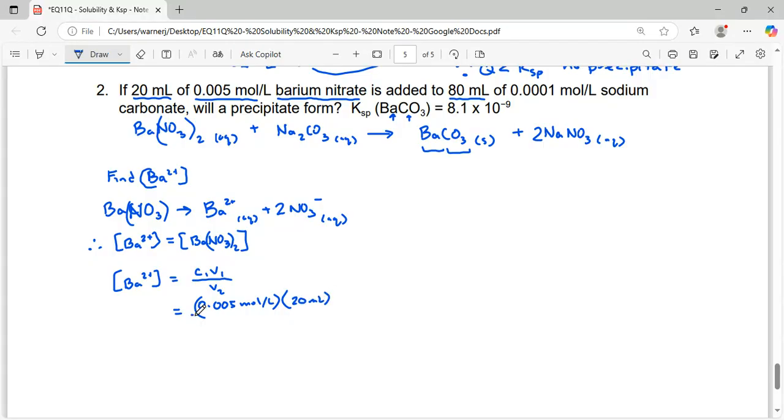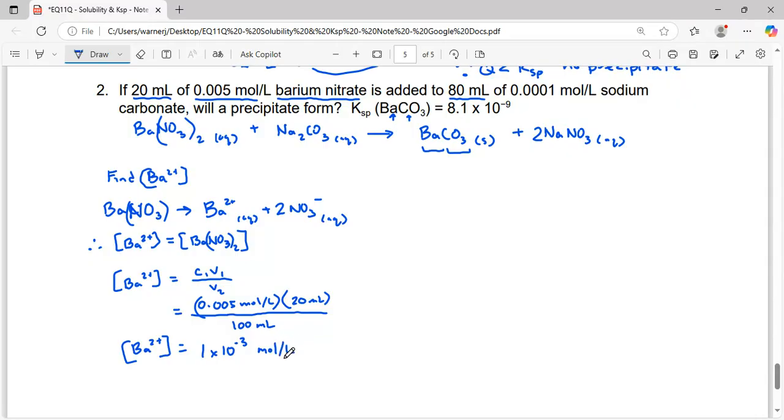I don't need to change the volume into liters if I'm doing this calculation because I'm dividing by another volume that is in milliliters. The new volume is 100 mL. And this will allow me to get the barium ion concentration. So I'm going to plug that in my calculator. I got 1 times 10 to the negative 3. And if I'm keeping one significant digit, that makes sense on the concentration, so that's good.